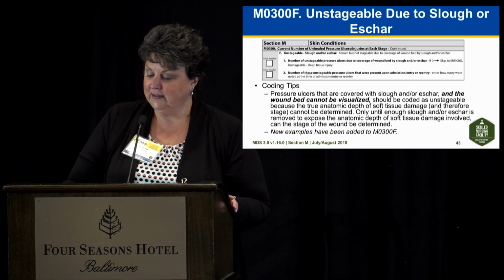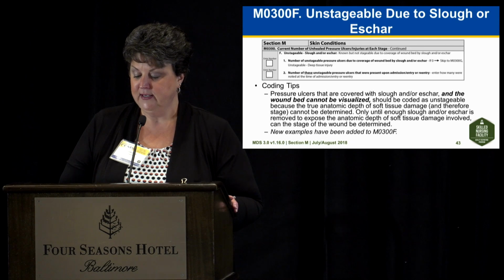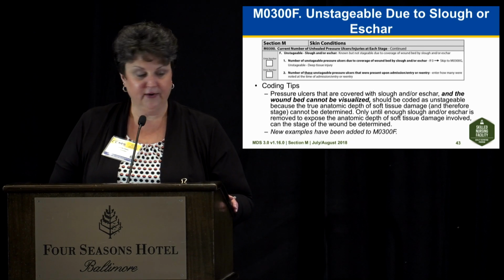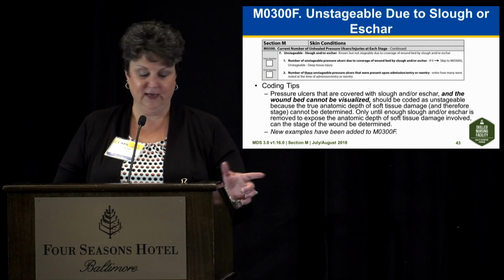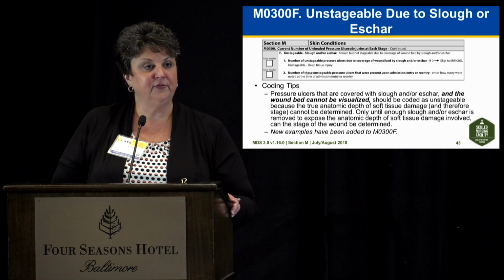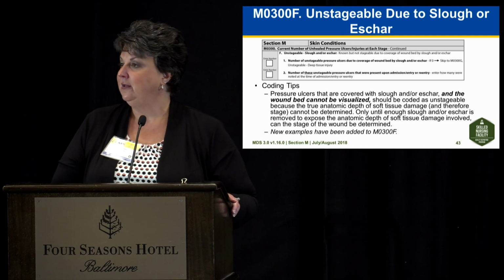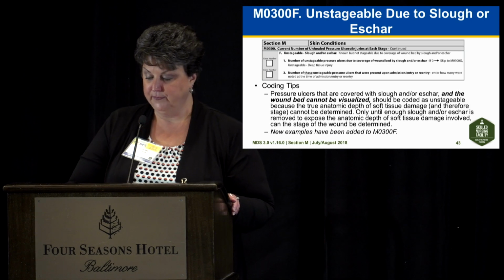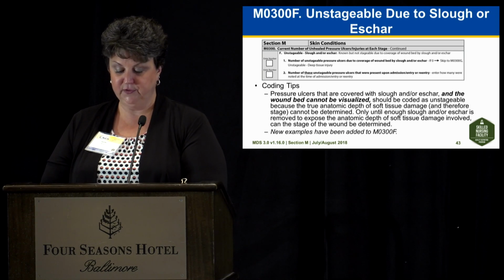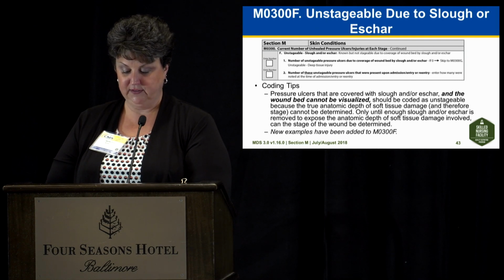The bold italicized portion of this coding tip was added to stress that if the pressure ulcers are covered with slough or eschar, and the wound bed cannot be visualized, they'll be coded as unstageable. Once enough non-viable tissue is removed to allow inspection of the tissue damage, then you can go ahead and stage that wound. And remember, under the new guidance, stage 1 to 4 pressure ulcers or injuries that develop slough or eschar would be considered worsened.